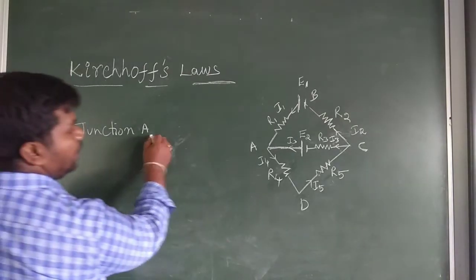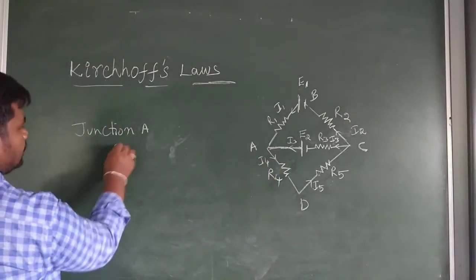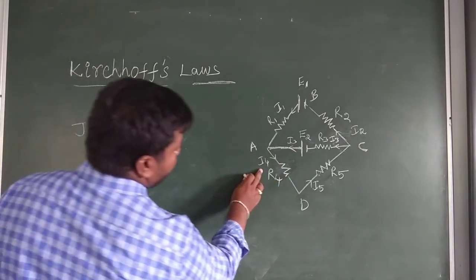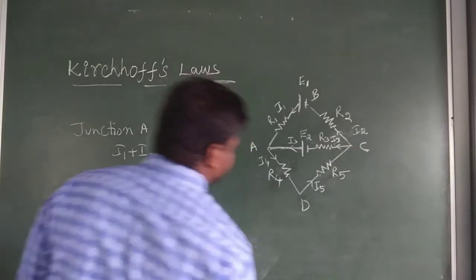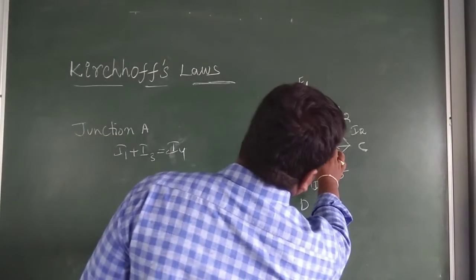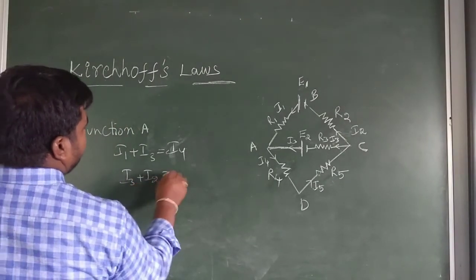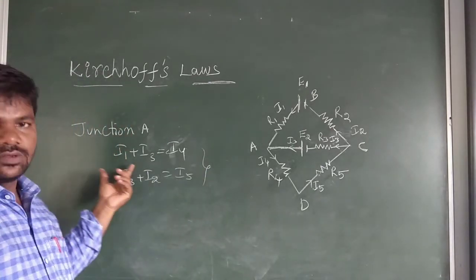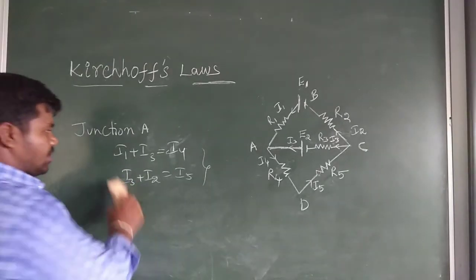Okay, so at junction A, I1 plus I3 is equal to I4. At junction C, I5 is equal to I3 plus I2. So these equations are according to the junction rule, Kirchhoff junction rule or Kirchhoff first rule or Kirchhoff first law.